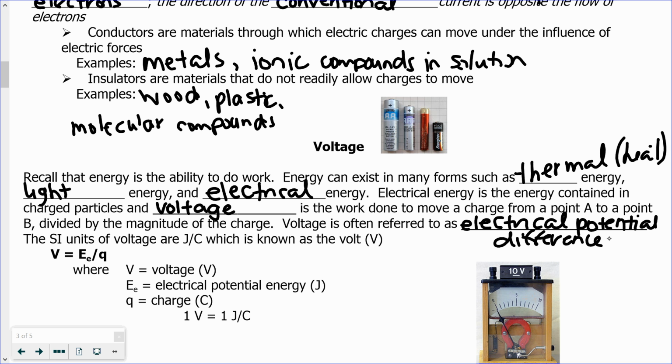I think in those crash course videos, they usually just say potential difference, but it's your electrical potential difference. So the SI units of voltage are known as joules per coulomb, which is more commonly written as a volt. It is a joule per coulomb. 1 joule per coulomb is equal to 1 volt. And you've probably heard of something like a 9-volt battery, right?